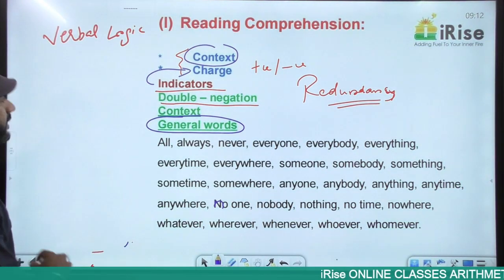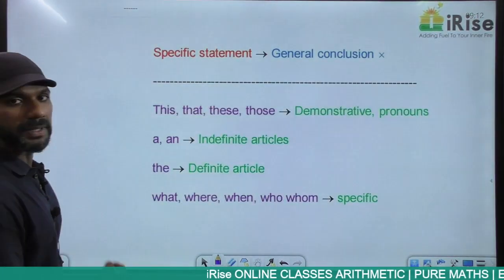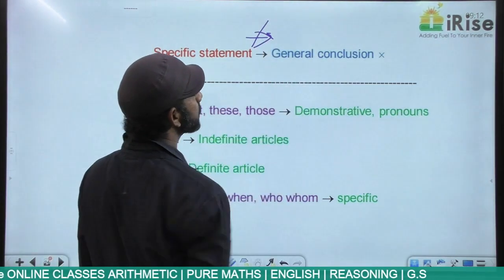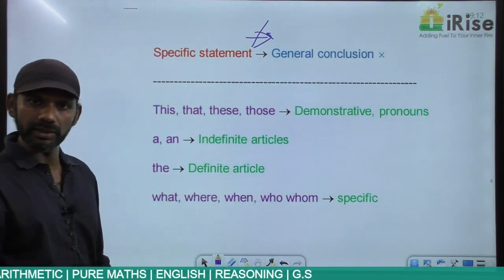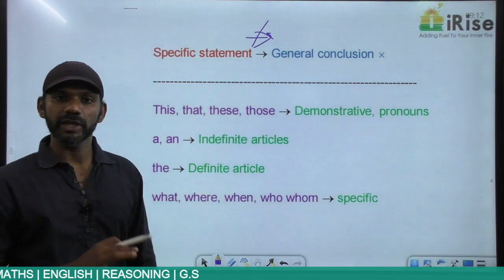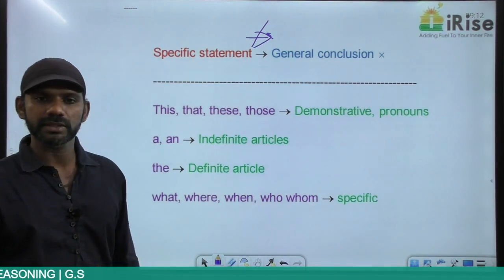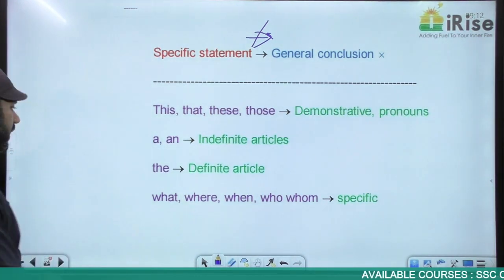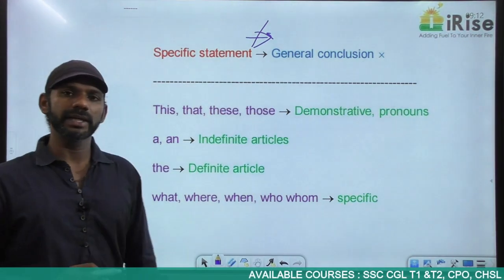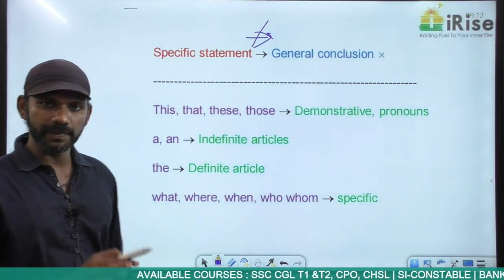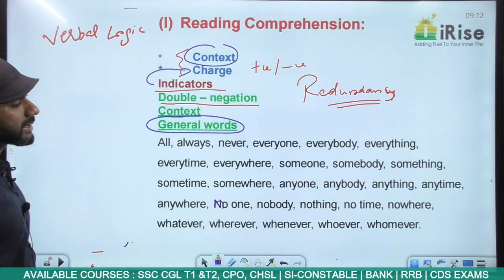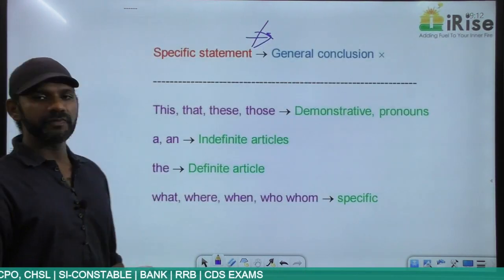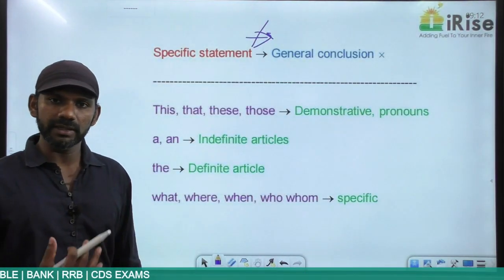Now the rule is this: from a specific statement, we cannot go for a general conclusion. This is the rule. From a specific statement, we cannot go for a general conclusion. So based on the words we discuss, or based on the words in a statement, you must be able to identify whether that statement is general or specific. These words tell us that a statement is general. And the rule is, as I said, from a specific statement, we cannot go for a general conclusion.